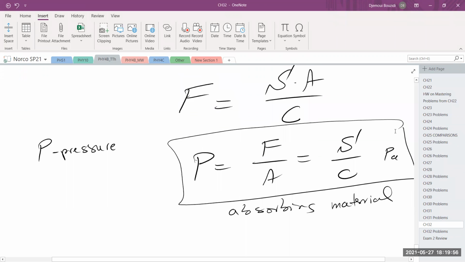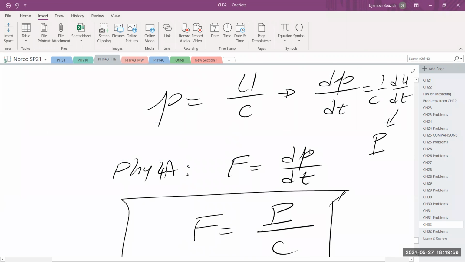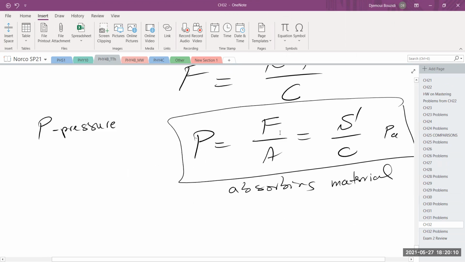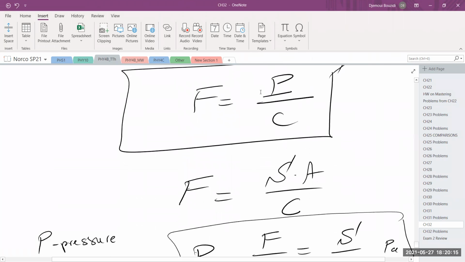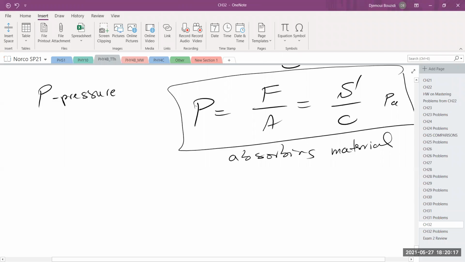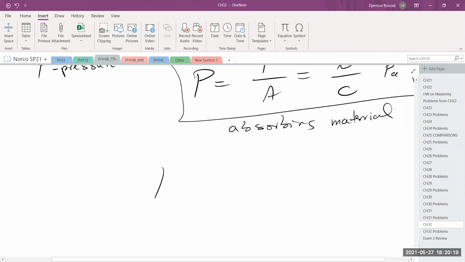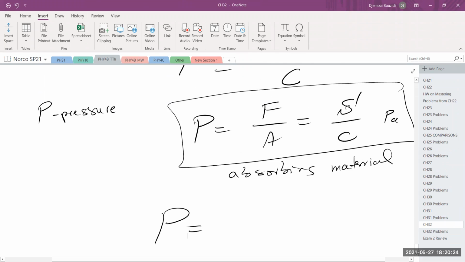For a perfectly reflecting material, the impulse, which is the change in momentum, will be twice as much, because you hit and bounce back. And this is from physics 4A. So you hit and bounce back, so the change in momentum will be twice as much in this case. And because everything will have a 2 in it in here, that will result in a 2 in here, that will result in a 2 in there. So the pressure on a perfectly reflecting material is going to be basically 2S divided by A, by C.